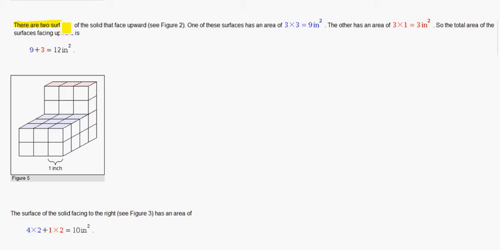There are two surfaces of the solid that face upward. So there's this one here and this one here. One of these surfaces has an area of 3 by 3. So this has 3 cubes by 3 cubes facing upward. So 3 by 3 equals 9 square inches.